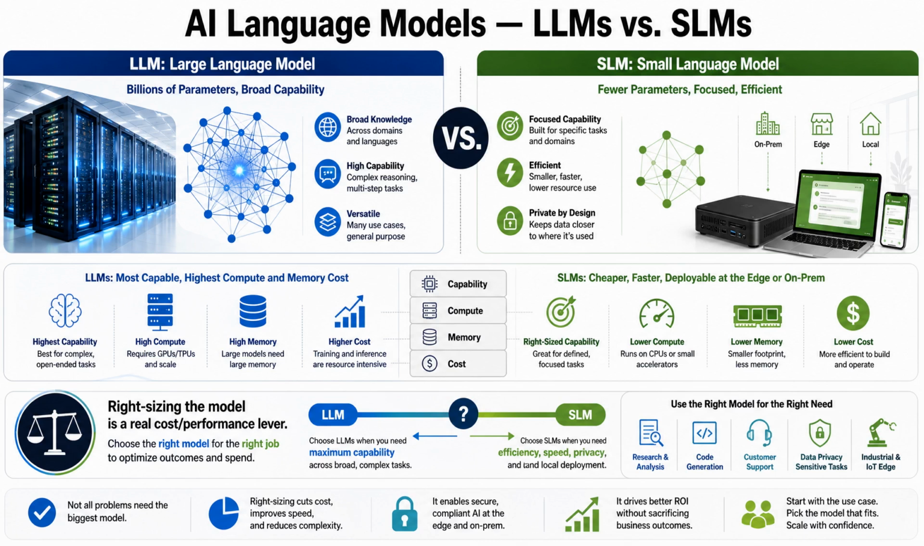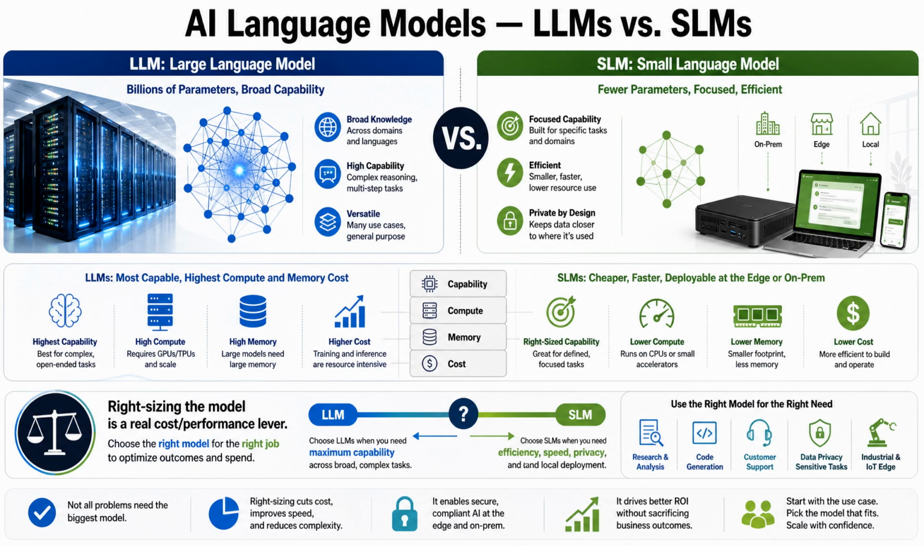Look at the guidance on the bottom right. Reach for an LLM when you need broad knowledge and reasoning across complex general tasks. Reach for an SLM when you want efficiency, speed, privacy, and local or edge deployment. Think of it like hiring. Sometimes you need a world-class generalist consultant who can tackle anything, and you pay for it. Other times you need a sharp specialist who does one job fast and cheap, right there in your office.